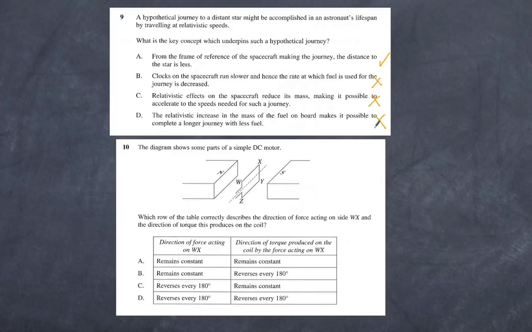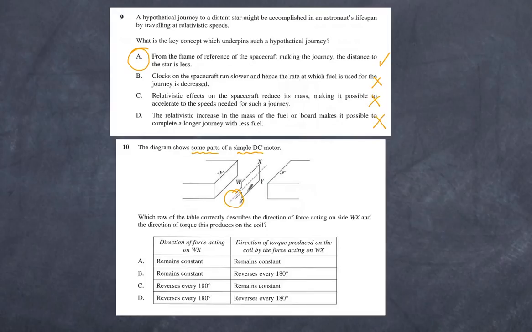So that becomes incorrect as well, and so the only answer is clearly A. Question 10. The diagram shows some parts of a simple DC motor. Now you'll note that there is no split ring commutator, and I believe that is done on purpose, because you're supposed to understand that because it's a DC motor, it will have a split ring commutator, and the question clearly says only some parts are shown.